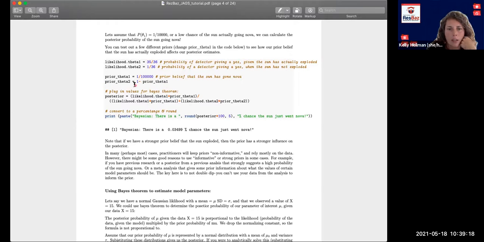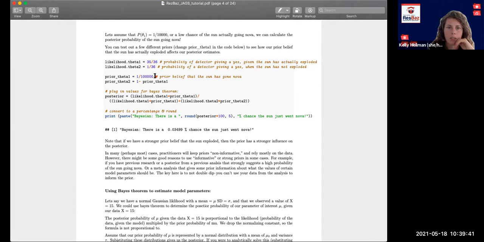And then the prior for theta 2 is just 1 minus the prior for theta 1. And then we calculate our posterior here, and I'm having the code print the probability that the sun just went nova. And so there's a 0.03499% chance that the sun actually just went nova.